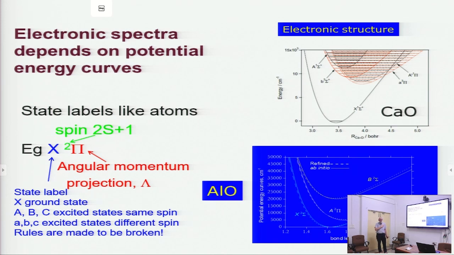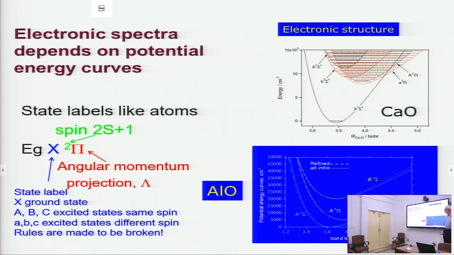And theorists tend to resort to using numbers rather than letters, but the experimentalists like letters. And the convention is the ground state is always called X. So that's the easy bit, and that one's always obeyed, so remember that. Then the excited states go A, B, C, etc. up in order, with capital letters if they're the same spin state as the ground state, and lowercase letters if they're a different spin state to the ground state.